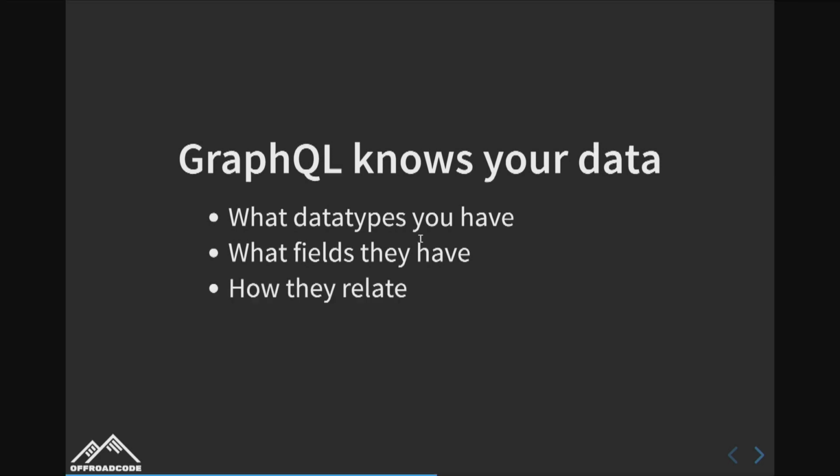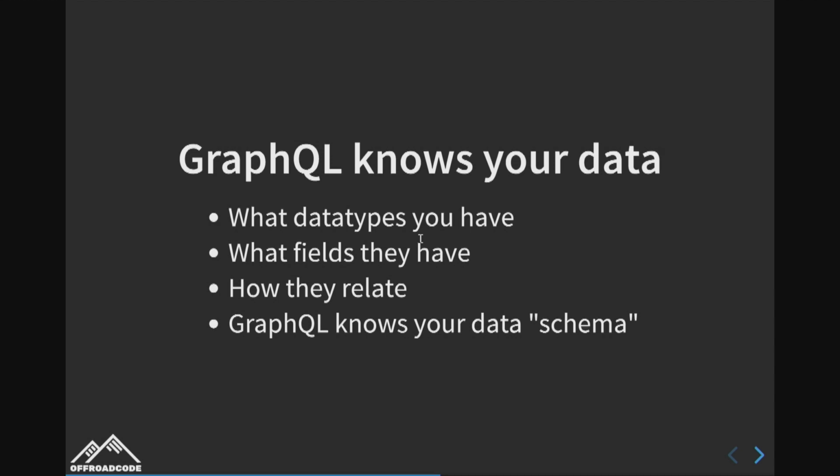And as a result, it knows how to stitch these things together. It knows how they relate. It knows, for instance, some doc types are allowed under other doc types. And so by doing all that, it can build up what's called a schema. And that schema is basically what runs GraphQL. So what we need to be able to do is take our Umbraco data and build a schema out of that.